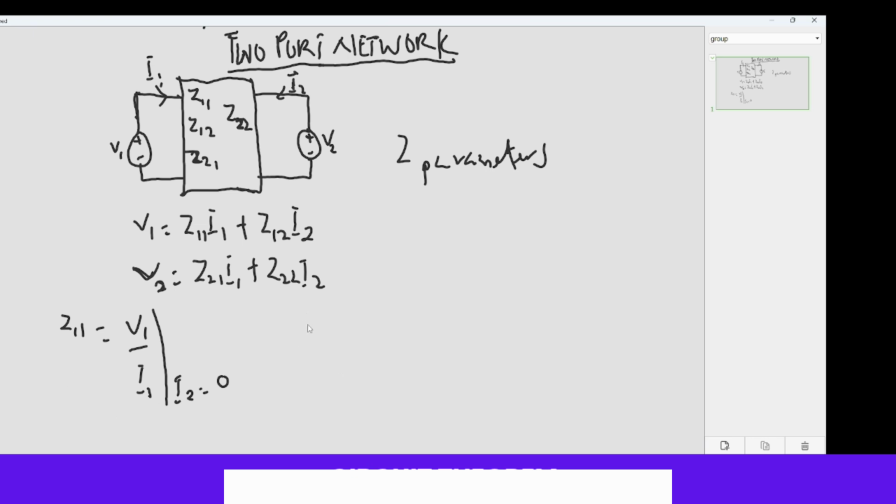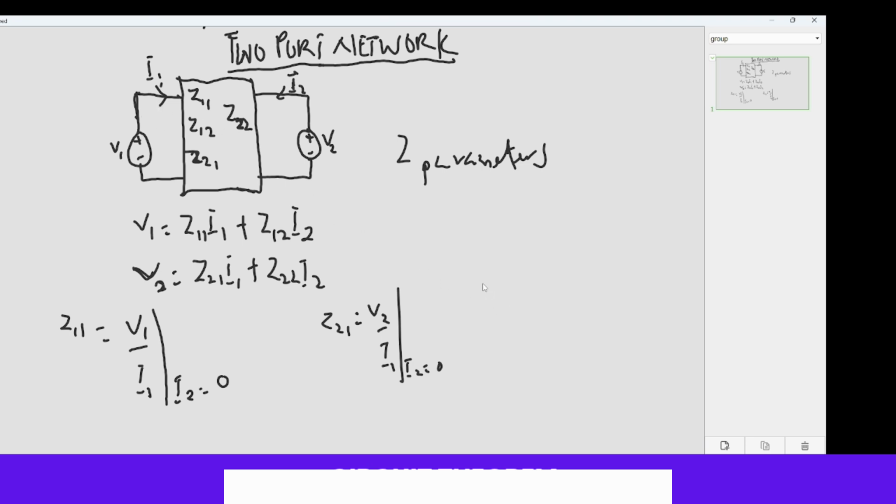Okay, so now let's think about Z21. To get Z21, we have to make I2 0. So Z21 is V2 over I1, where I2 is equal to 0, right? Now, when I say I2 is equal to 0, that means I open circuit this whole thing. Hence, this V2 side becomes open circuit. There will be no current flowing through this branch. The only current inside will be I1.